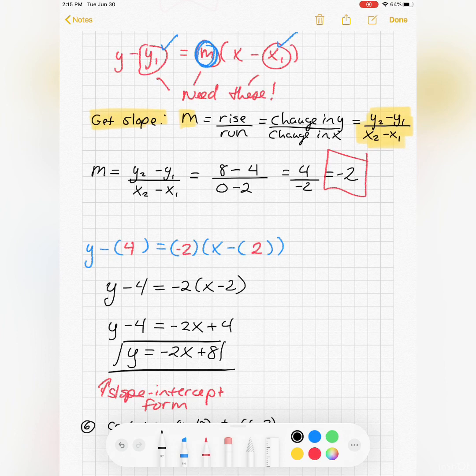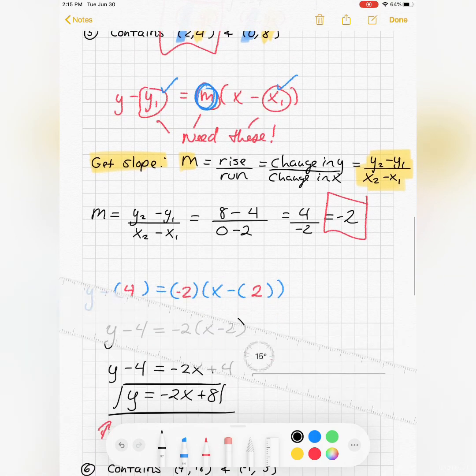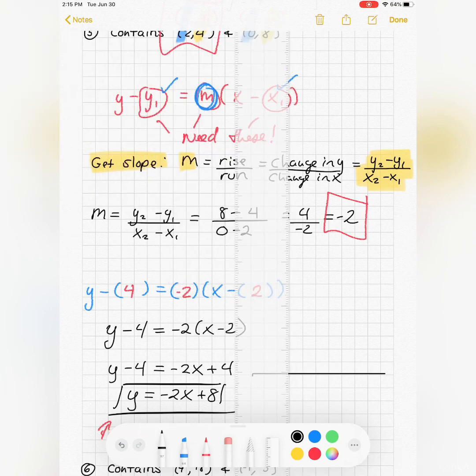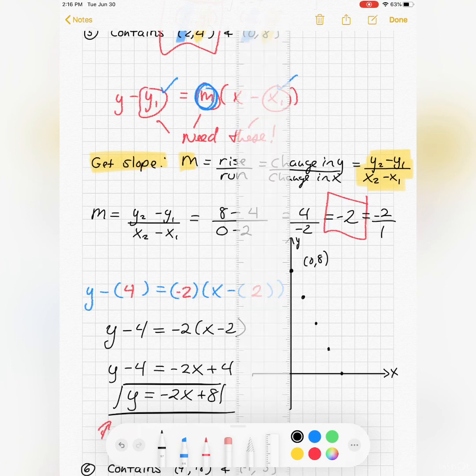And so I could do a graph. Let's see. The y-intercept is 8. The slope is -2/1. So down 2, right 1, down 2, right 1, down 2, right 1, down 2, right 1.